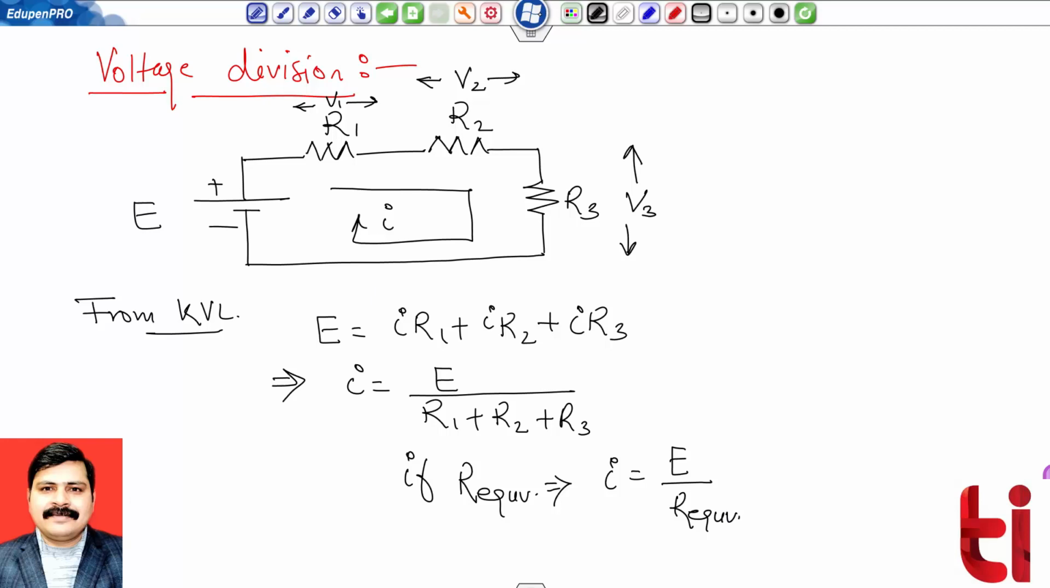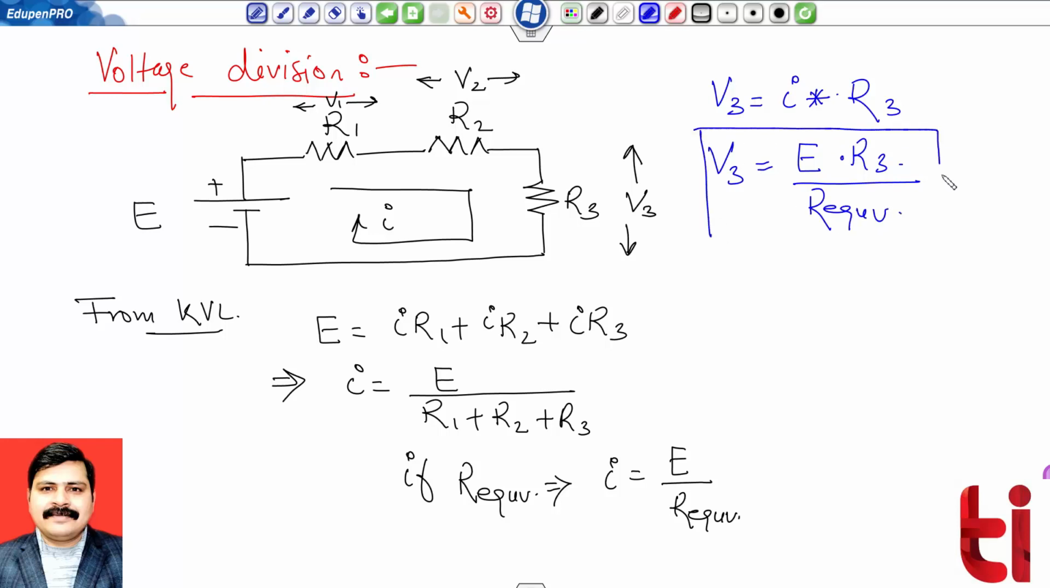If I am interested to find this voltage V3, then from simple Ohm's law, it is the current flowing through this resistance multiplied by the value of resistance. That means current I multiplied by resistance R3. Now I can easily put the value of current I, so V3 is E multiplied by R3 divided by R equivalent.